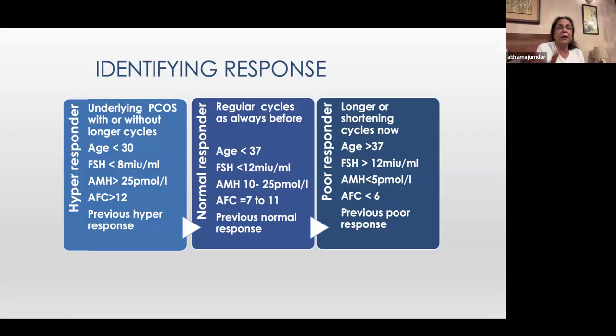And then in between these two comes the normal responder, who has regular cycles as always before. They've not had any recent change in the cycle length. Age less than 35, FSH less than 12, AMH between 10 to 25 picomoles. Well, if you take it in nanograms, we can very easily say less than 1.2 nanogram would be a low responder. One between 1.2 and 3.5 would be a normal responder. More than 3.5 would be a high responder. This is exactly when you convert picomoles into nanograms.